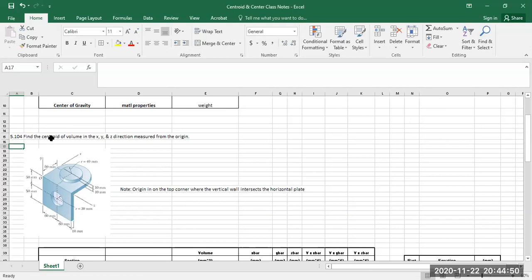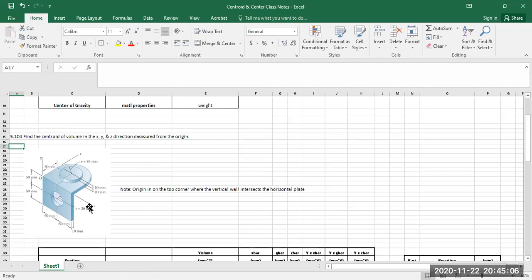And we're looking at a centroid of volume. So we know the critical component is volume. So the equation we're going to be using is the sum of X bar times the volume divided by the sum of the volumes. Now, we're measuring the X, Y, and Z bar from the origin.